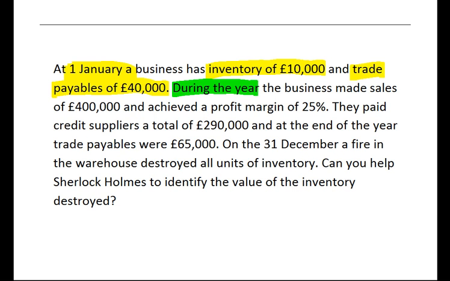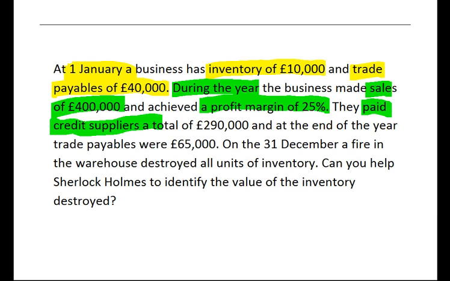During the year, we're then told that we made sales of £400,000. That's the revenue we've generated from selling to customers. And we achieved a profit margin on that of 25%. So we're being told a little bit there about the cost structure of the business. We've got a profit margin of 25%, and hopefully you're aware that margin means margin on sales, which we'll come to shortly. During the year, we also paid our credit suppliers a total of £290,000, so perhaps we sent cheques to our suppliers for that value. And then at the end of the year, we're told that trade payables were £65,000. That's the remaining liability we still owed our suppliers at the end of the year.